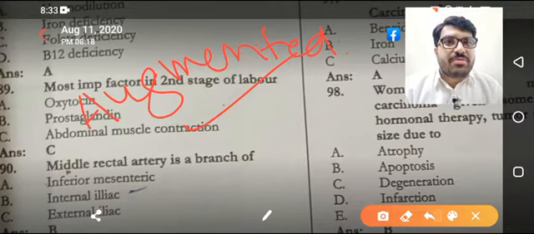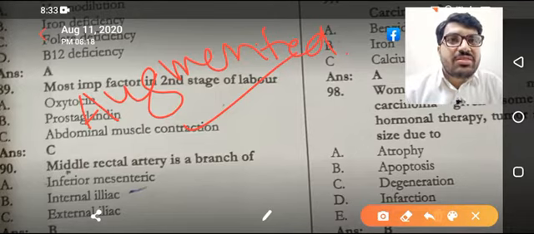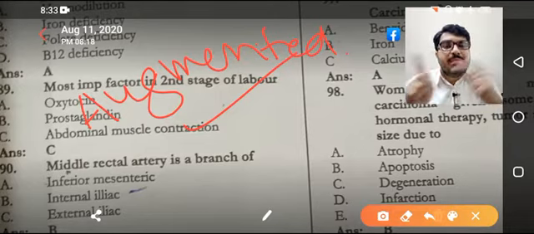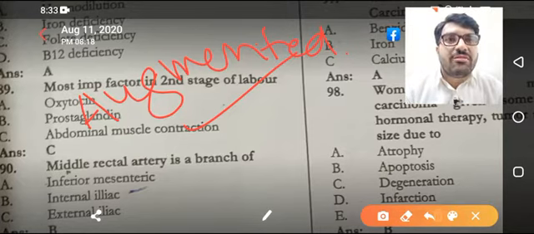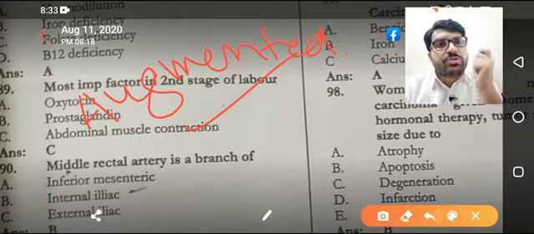You give oxytocin. The oxytocin is actually augmenting the abdominal muscle in the second stage of labor to expel the baby. So if the word is augmentation, oxytocin. Now this is my purpose, to make you just aware.